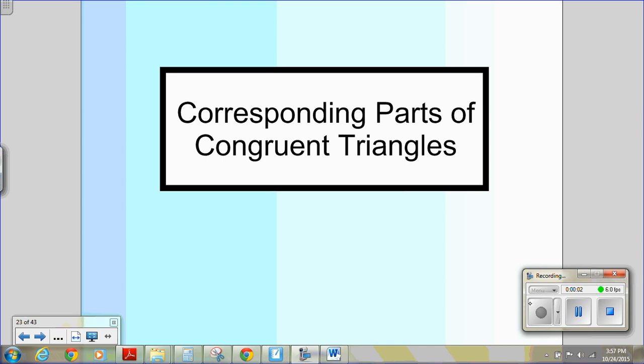Unit 4, Day 3 Notes. Today we'll be discussing corresponding parts of congruent triangles.